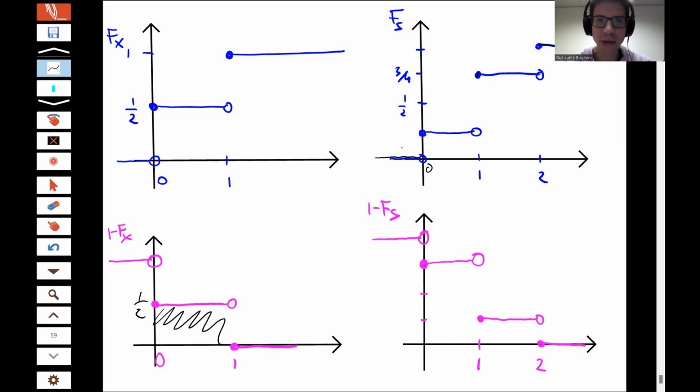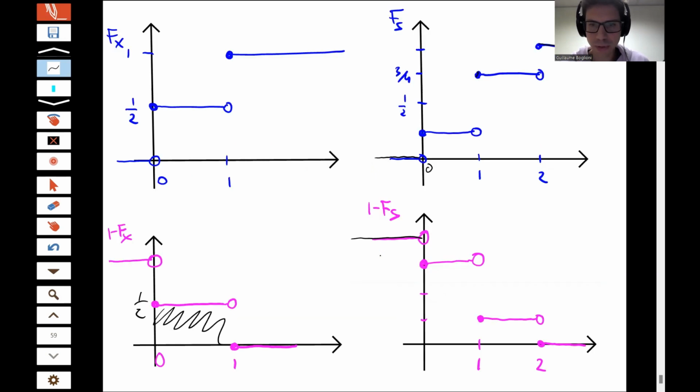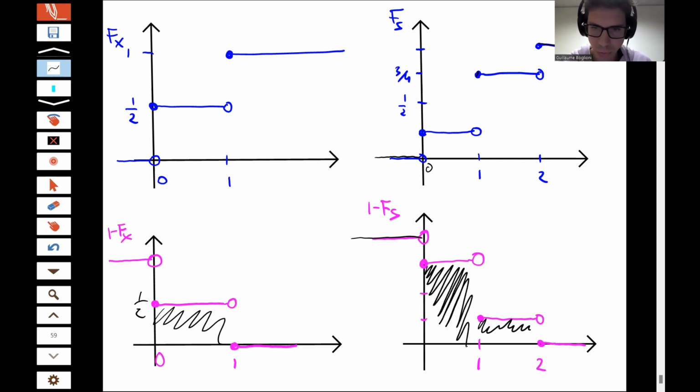The 1 minus the CDF, or the survival, is the opposite. It's 1 here, and then at 0 it jumps down to 3/4, and then at 1 it jumps down to 1/4. This we use to find the premium, which is then the integral from 0 to 1 of the square root of 3/4 plus the integral from 1 to 2 of the square root of 1/4. So it's the area under the curve here, and the area under the curve here.